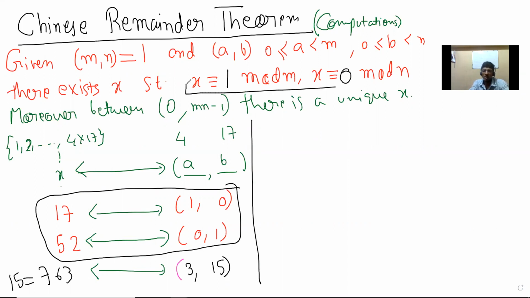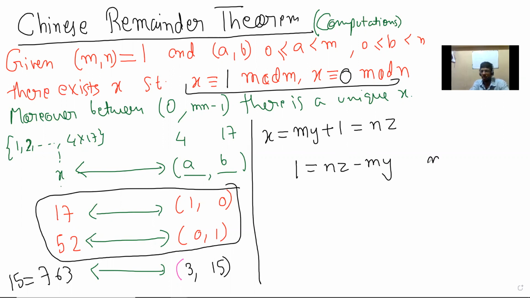What does this mean? Well, this means that x is equal to my plus 1, and that's equal to nz. And we are back to the good old question, right? That we need to solve this thing when m and n are coprime. So m and n are, that's already given, so let me not write that. Solve in y, z.